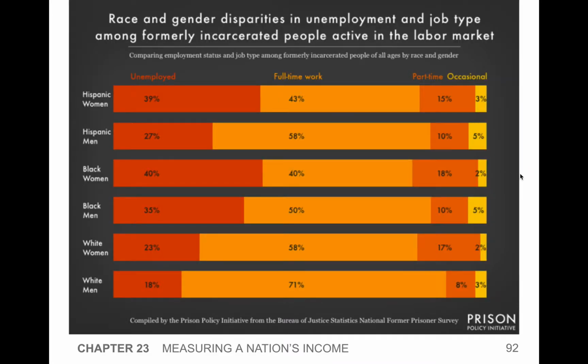Here's your next chart. This one says race and gender disparities in unemployment and job type among formerly incarcerated people who are active in the labor market. So these are all surveys of people who were formerly in jail or prison, and now that they're out, they're active in the labor market. So this says whether they are unemployed, full-time work, part-time, or occasional work.